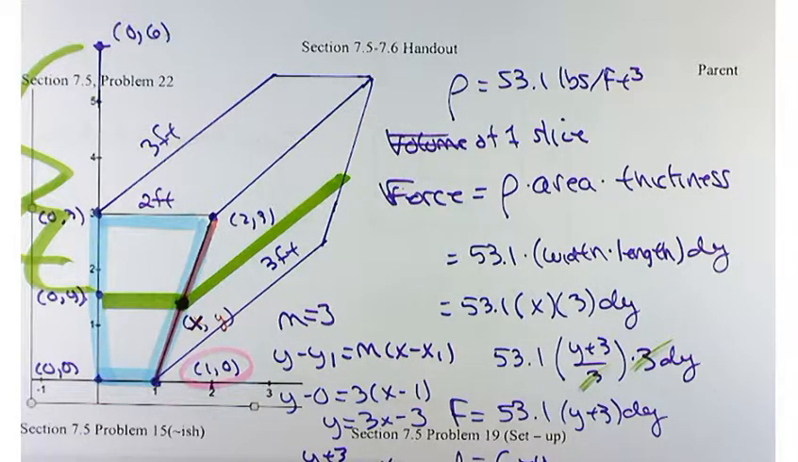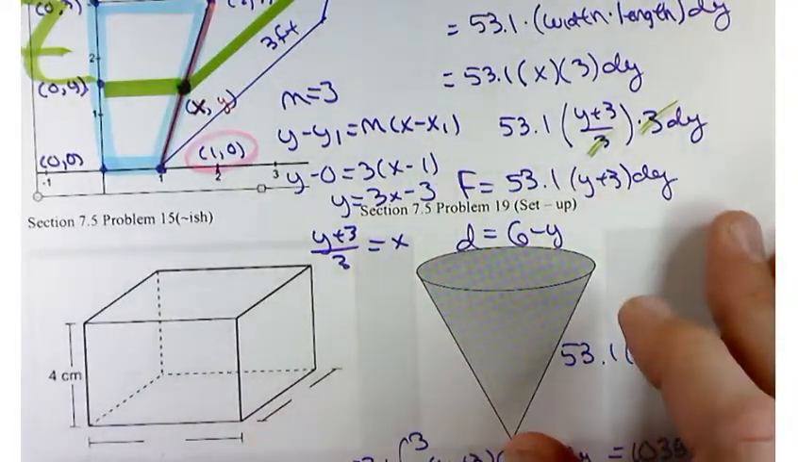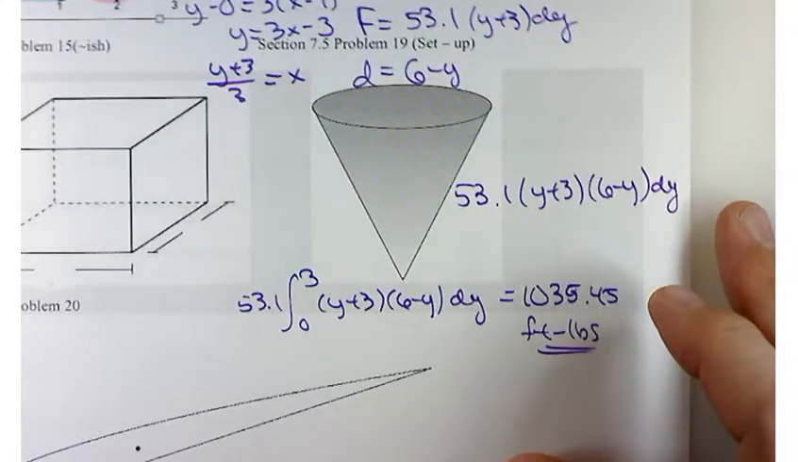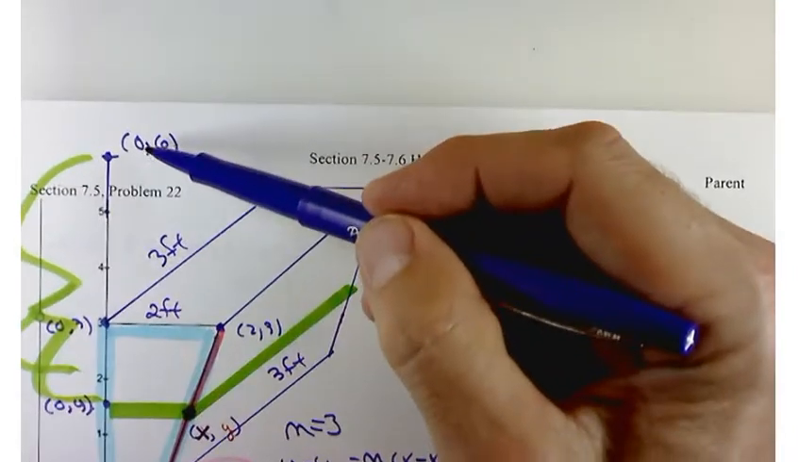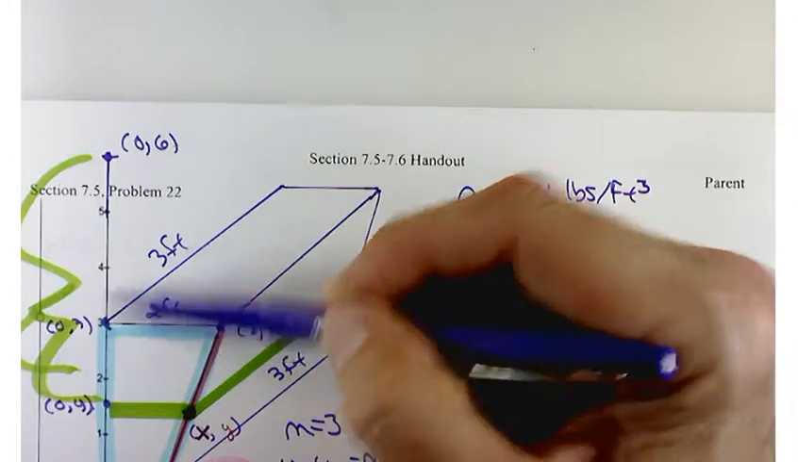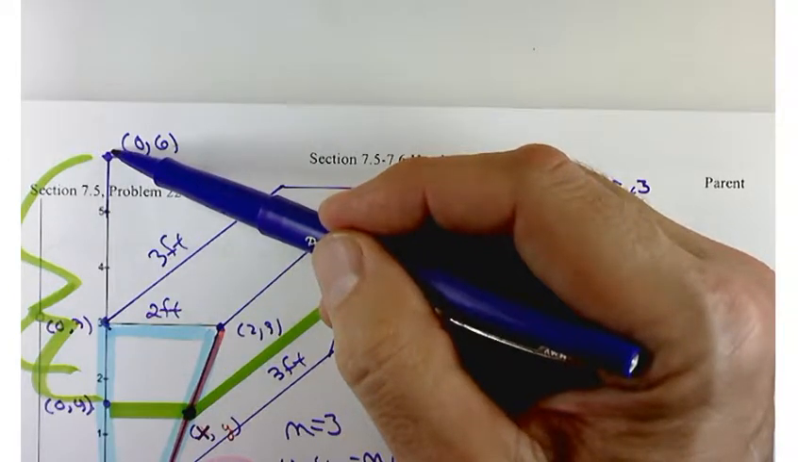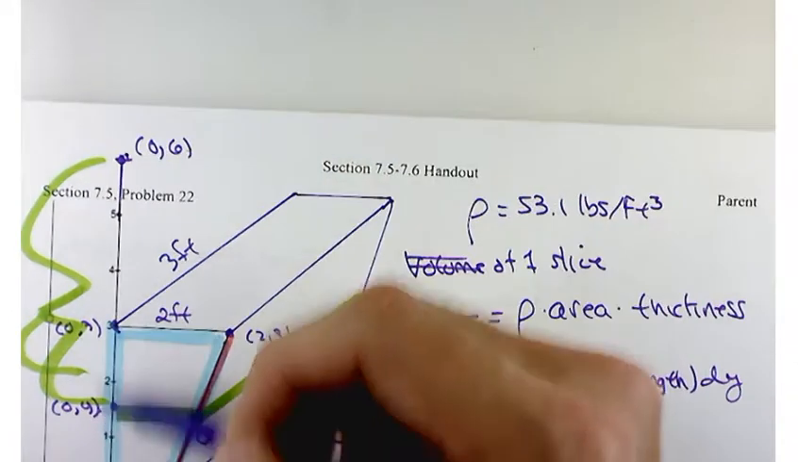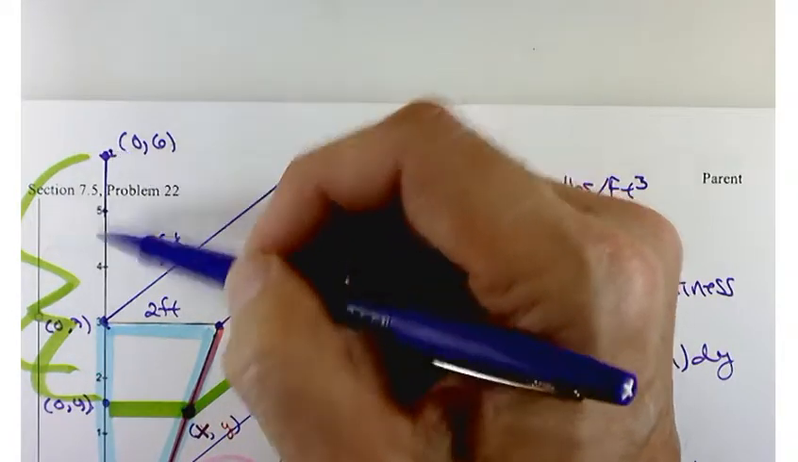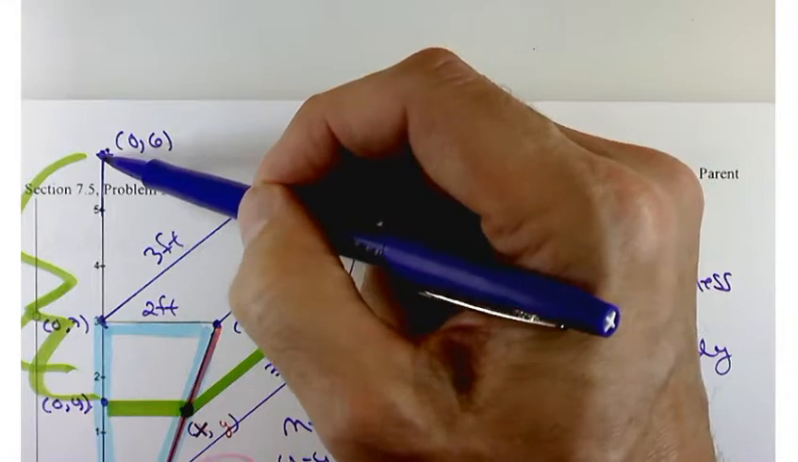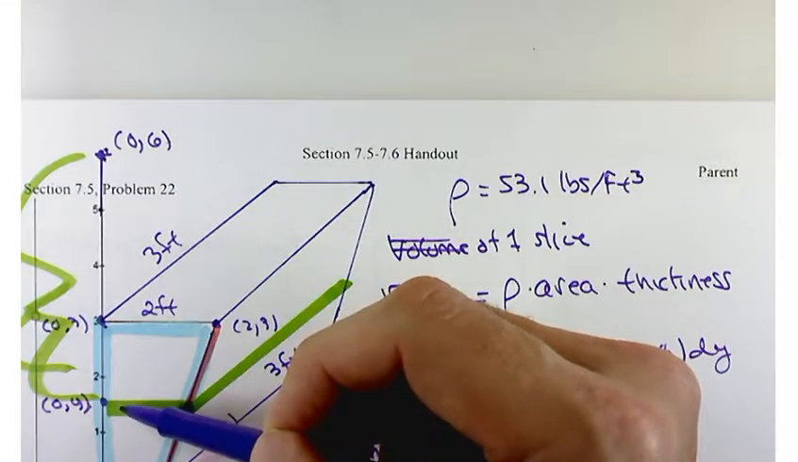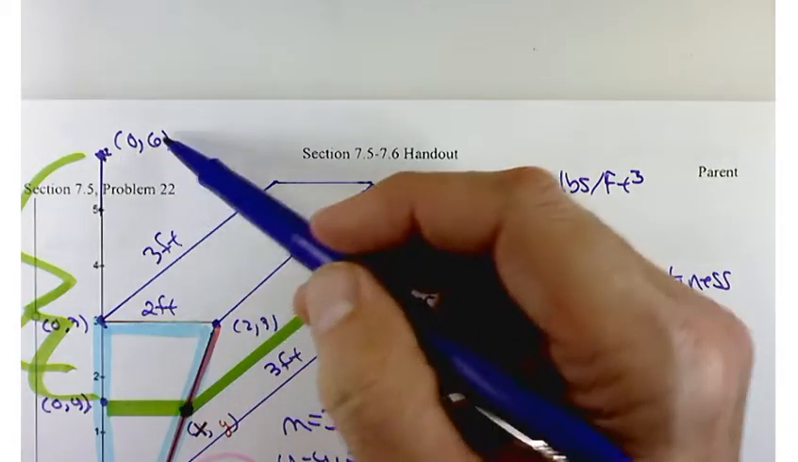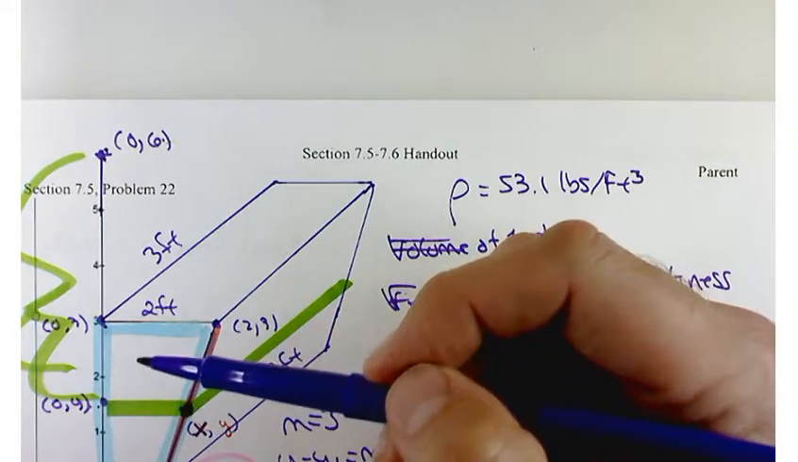Anything else on problem number 22 here? Yes, sir. Oh, so the engine is a distance of 3 feet above the top of the tank. So you're pumping that gas up to that height. So the distance is going to be the difference between this height and your value of y. So 6 minus y. That's going to be the distance.